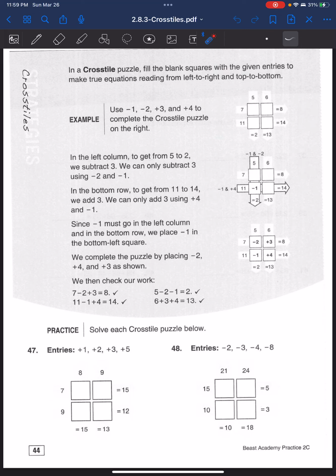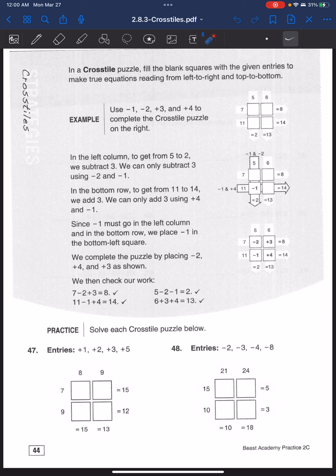Hi guys, I'm Melissa, and in today's video, I'll be talking about crosstiles, or crosstile puzzles, which is a unique way of approaching math. So in a crosstile puzzle, we fill in blank squares with the given entries to make true equations reading from the left to right and top to bottom.